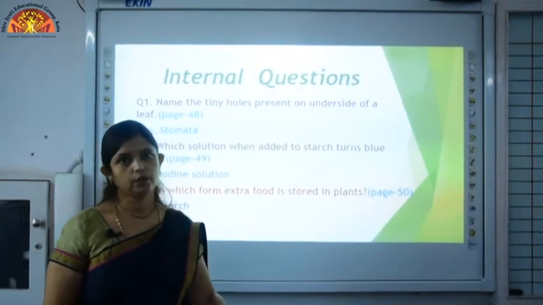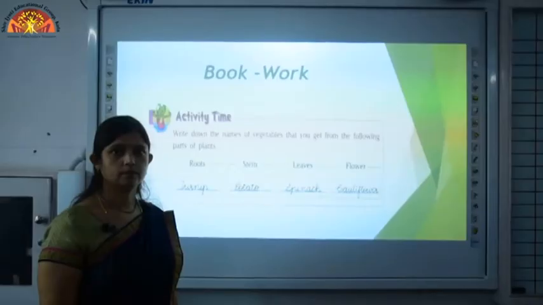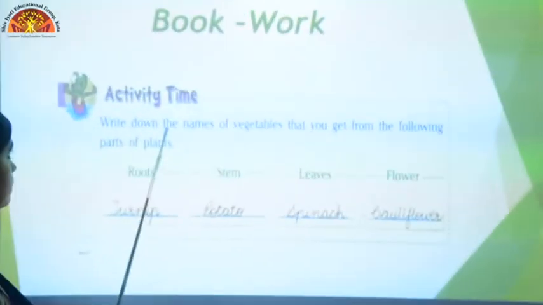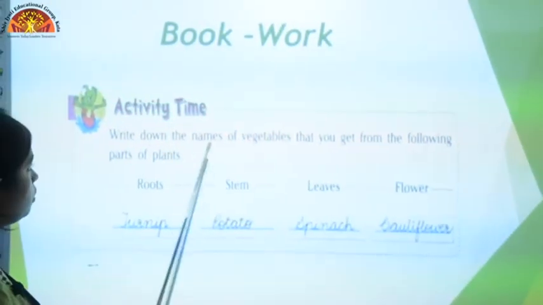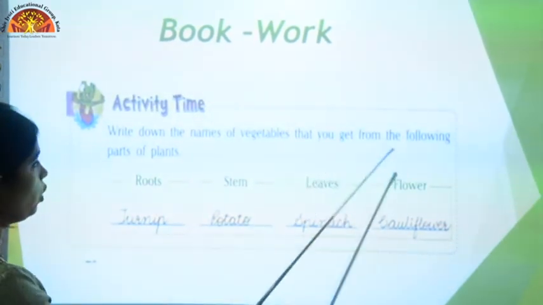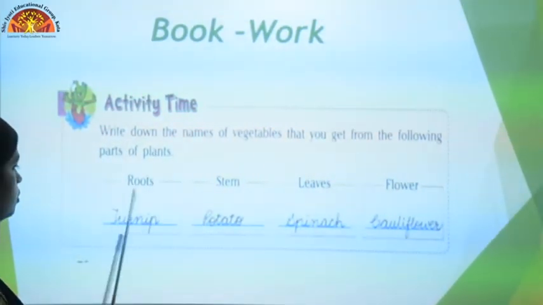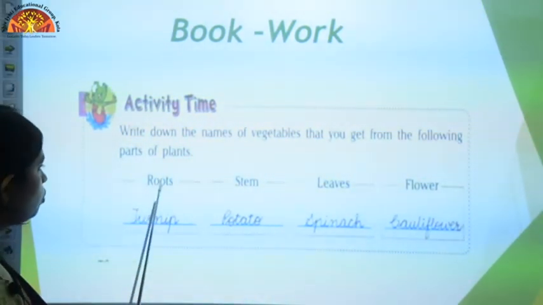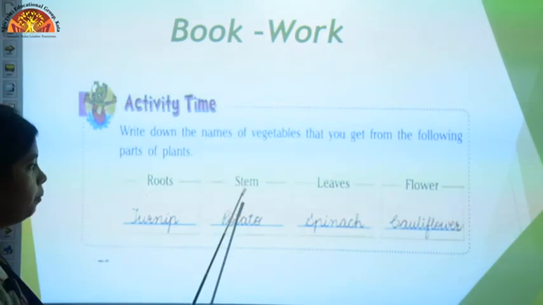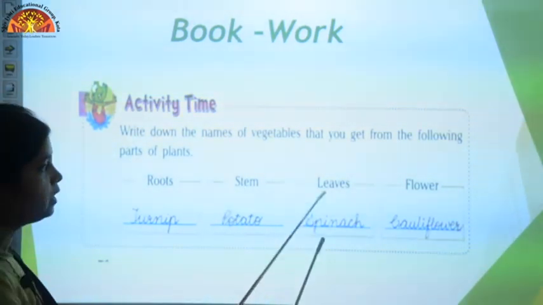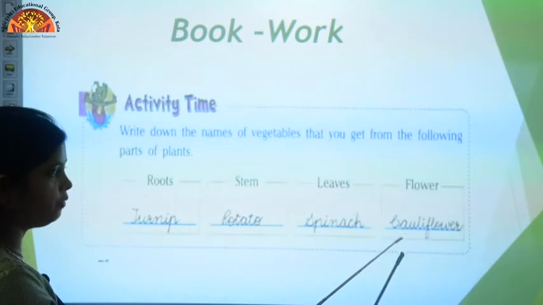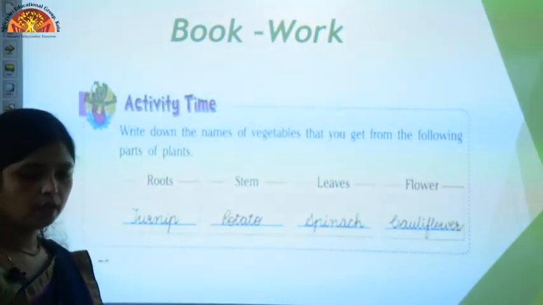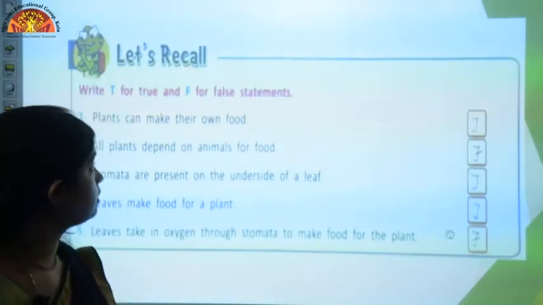Now, we will move to the book work. So, first exercise is on page number 47. Have a look at the exercise, activity time. Write down the names of vegetables that you get from the following parts of plants. So, here blanks are given and you have to write one example of each. Roots, turnip, stem, potato, leaves, spinach, flower, cauliflower. So, we used to eat all these parts as they store food.